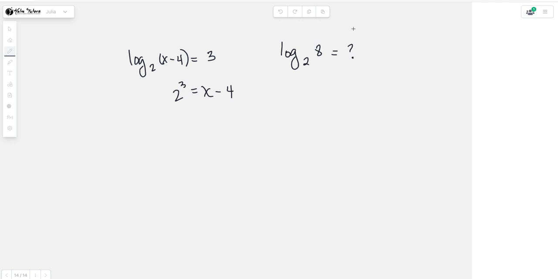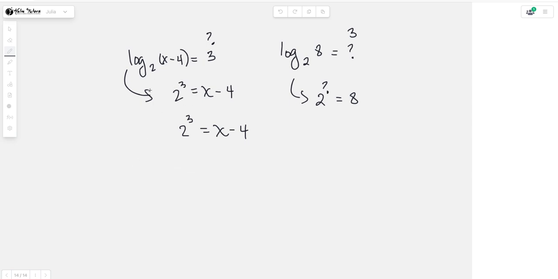Yeah, it's 3. But the way you'd figure that out is by translating the log into the exponential, which is you ask 2 to the question mark is equal to 8. That's right, right? So that's exactly what you're doing here, because the question mark is the 3. So then you go 2 to the 3 is equal to x minus 4 and you proceed from there. So you're translating the log into the exponential. Does that make sense? Okay, cool. So that's how we solve these.